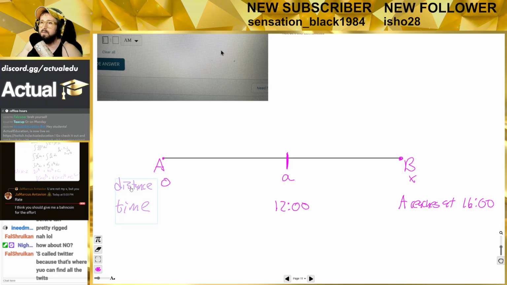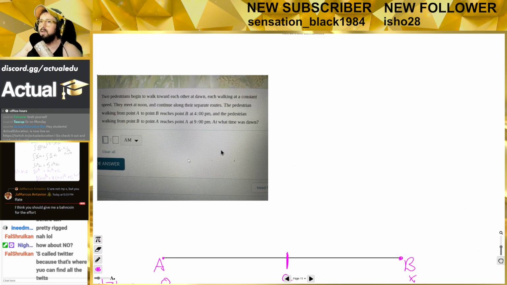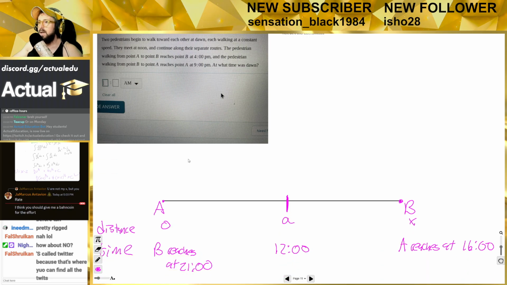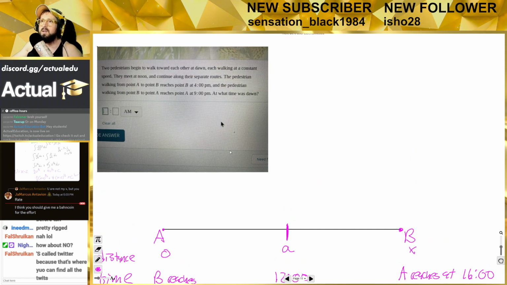Okay, so this is here. Let's move this over. So B reaches A at 2100 hours. Okay. And then they want to know basically what is time 0. Do they walk at the same constant speed? I hope they do, right? Okay, all right, let me think of this. They meet at noon, each walking at a constant speed. Do we know, Jamarcus, do they walk at the same speed? Does it matter? May not actually.